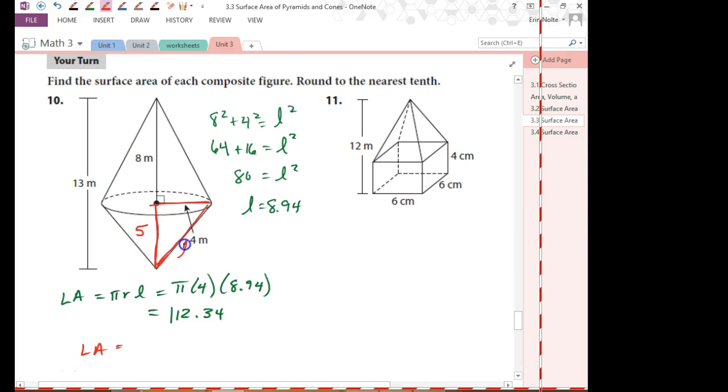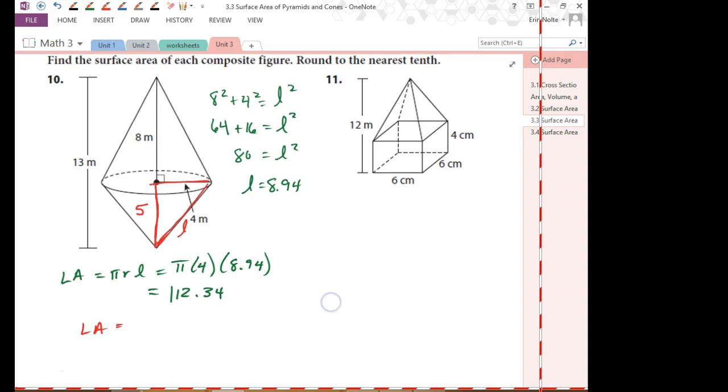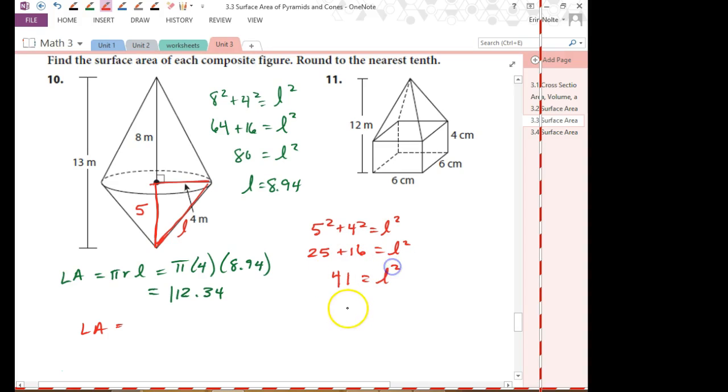Okay, so then we need to find this length again. So I'll kind of do a little side work here. We'll do 5 squared plus 4 squared is equal to L squared. So 25 plus 16 is 41. So the square root of 41? 6.40. Okay. So then if I take that to my lateral area, I would have pi times 4 times 6.4. So what would that be? Pi times 4 times 6.4.